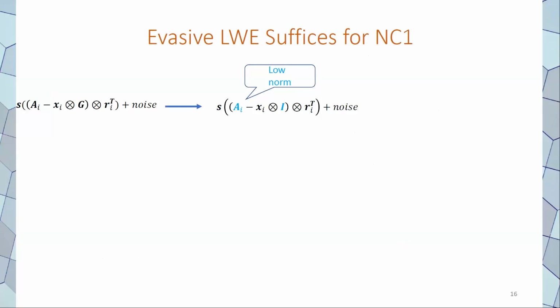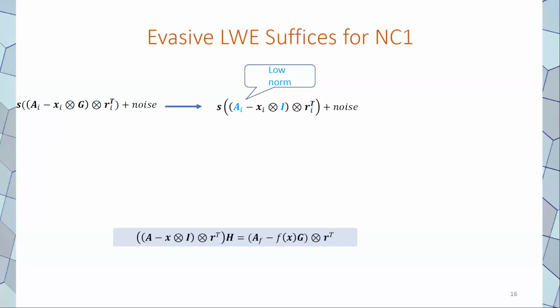But then in B22, we observed that if this term AI minus xi tensor GR is low norm, then the pseudo-randomness of this term can be argued just by using LWE. And to make this term low norm, the change that can be made is that AI is now a low norm matrix and G is replaced with I. What we need to check is whether the homomorphism still holds. And in fact, it does.